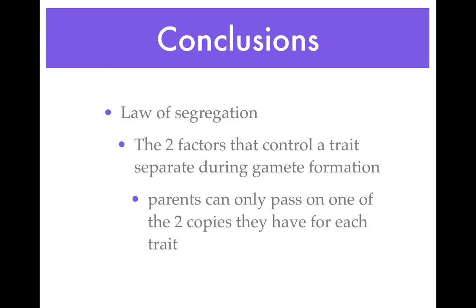So the law of segregation tells us that those 2 factors, again, he didn't know what they were, that now we know they are alleles, the 2 factors that control a trait separate during the process of gamete formation. So a parent can only pass on one of the 2 copies they have to their offspring.